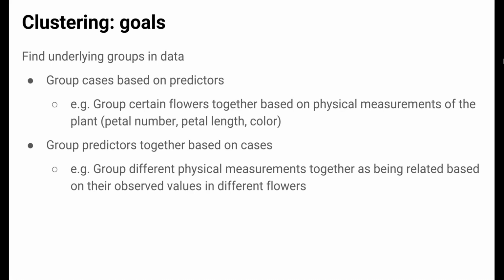Another way that clustering can proceed is to group predictors together based on cases. So for example, we might want to group together different physical measurements of flowers, that is, group together different variables. We want to see if different variables are related based on their observed values in different flowers. So usually clustering proceeds in the first way. We want to group together cases based on predictors by seeing how distant cases are from each other.